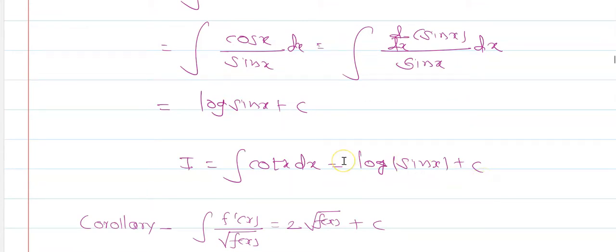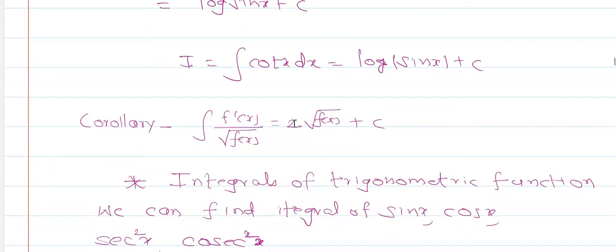We can't say directly, but if we find the derivative of log of sin of x, you will get this as the answer. But in the list of derivatives, they are not directly there. Therefore, we find the integral of cot of x, tan of x, cosec x, sec x by using the methods of substitution. Now, here is one more interesting corollary, that is the integral of f dash of x upon root of f of x is equal to 2 times root of f of x plus c.